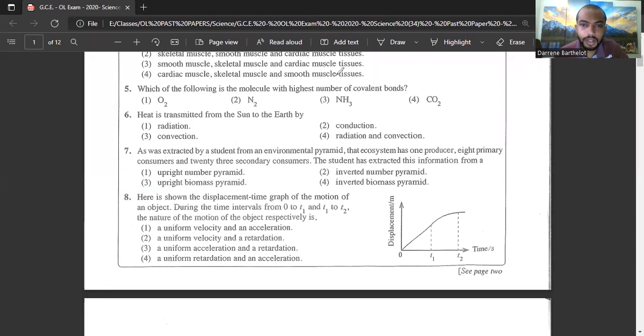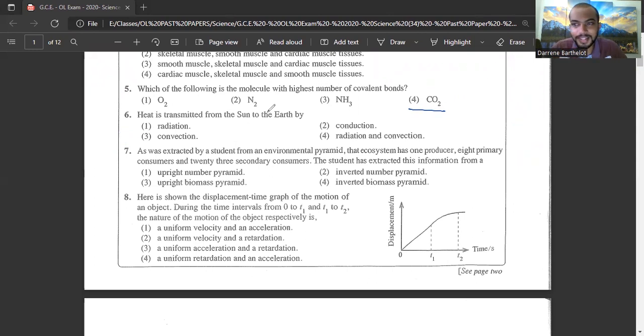Question number 5. Which of the following is the molecule with the highest number of covalent bonds? Let's draw these. Oxygen, there is a double bond between the atoms. When you take nitrogen, there will be a triple bond between two nitrogen atoms, so there are only three bonds. When you take ammonia, NH3, there are three single bonds between nitrogen and hydrogen atoms. When you take carbon dioxide, it's C double bond O, C double bond O. Here you can see there are two double bonds. That means there are four bonds altogether. So the highest number of bonds is present in carbon dioxide.